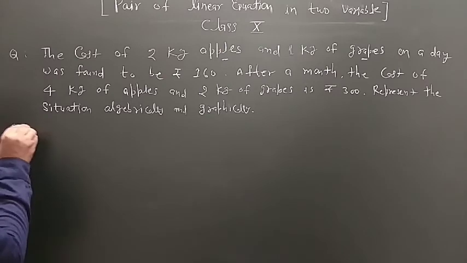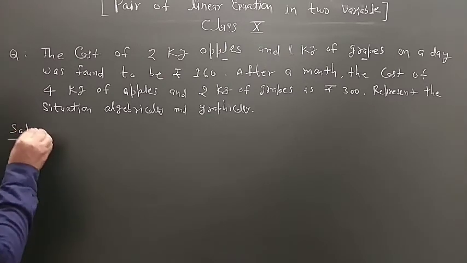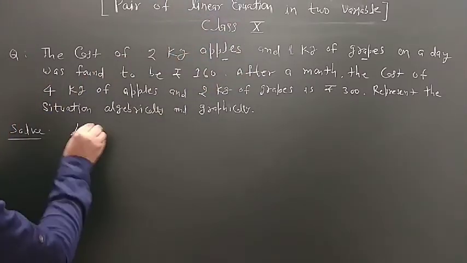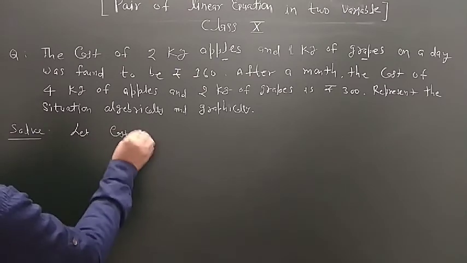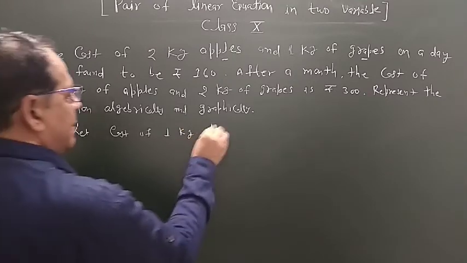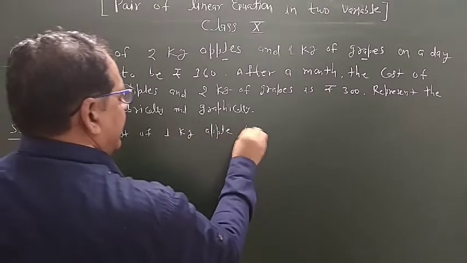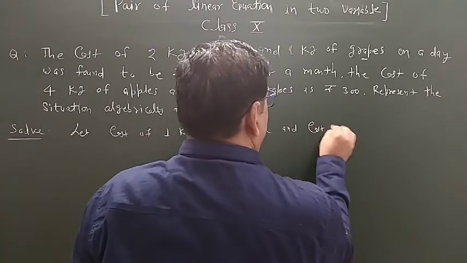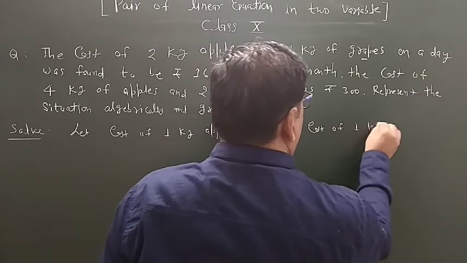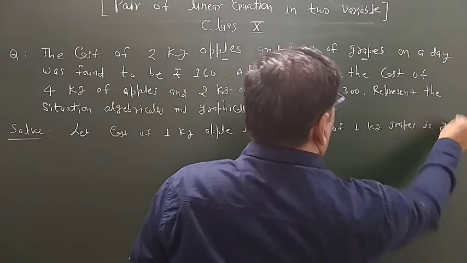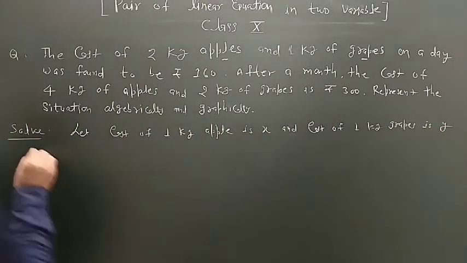The cost of 2 kg of apples and 1 kg of grapes on a day was found to be rupees 160. First we find the linear equation representing this situation. Let the cost of 1 kg of apple be x and the cost of 1 kg of grapes be y.